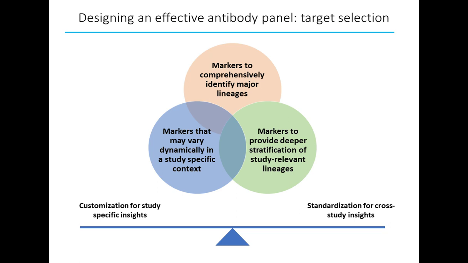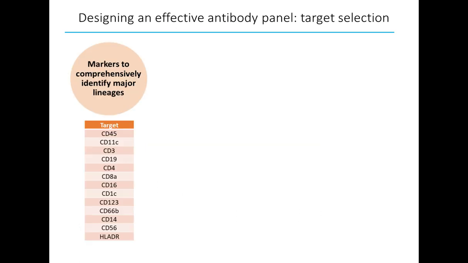And in doing this, that orange category at the top, the markers to comprehensively identify the major lineages, is one of the easiest to tackle because there's a fairly broad range of literature supporting what those should be. The other two really do require more understanding of the context of the specific study and the nuances in that context. And so for this particular study, that first set of markers is a list of about 13 antibodies that we use as our core set of markers, which we think is the minimal number of markers needed to identify most major circulating immune cell subsets.